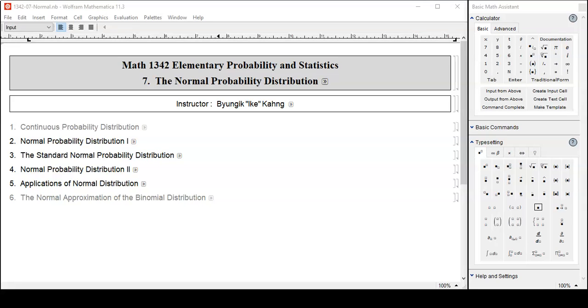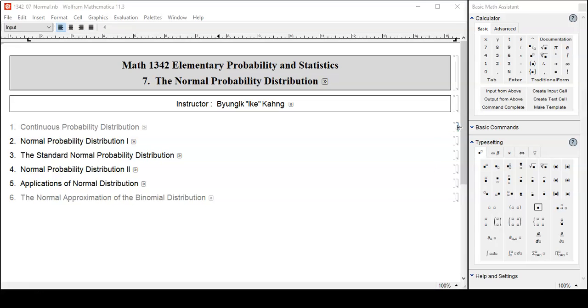The normal probability distribution. Previously in lesson 6, we studied discrete random variables. And now let's consider continuous random variables. There are many, but out of all those examples of continuous random variables, by far the most important one is the class of normal random variables. And that's what we're going to focus upon here, the normal probability distribution.